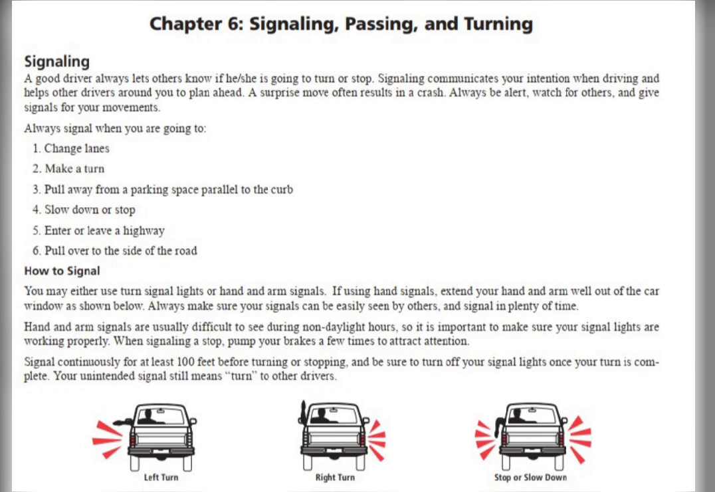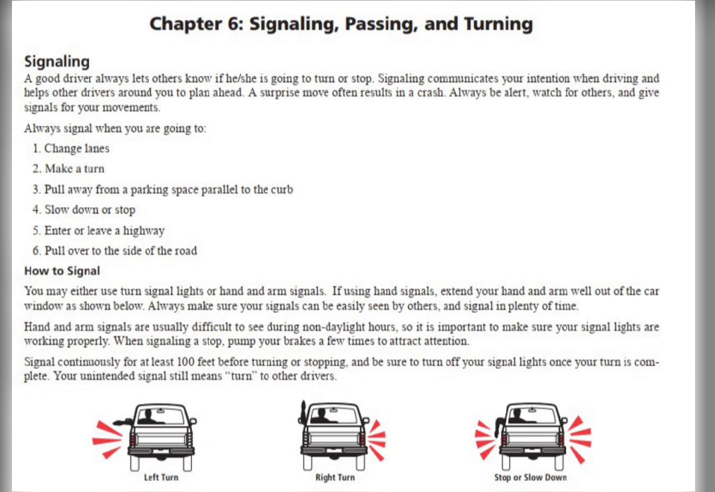How to signal. You may either use turn signal lights or hand and arm signals. If using hand signals, extend your hand and arm well out of the car window, as shown below. Always make sure your signals can be easily seen by others and signal in plenty of time. Hand and arm signals are usually difficult to see during non-daylight hours, so it is important to make sure your signal lights are working properly.